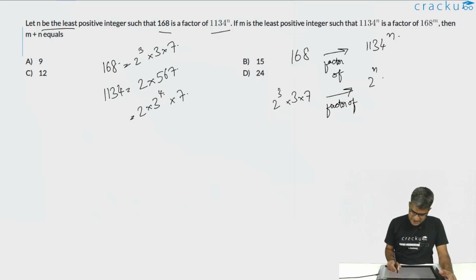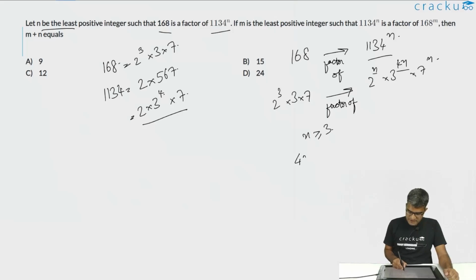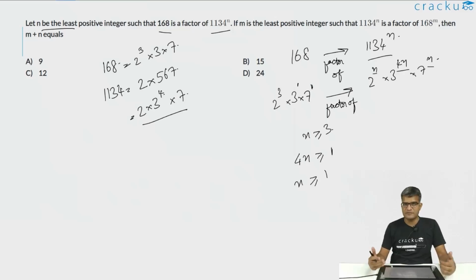2 to the power n into 3 to the power 4n into 7 to the power n. This is basically 1134 to the power n. When will this happen? This will happen only if n is greater than or equal to 3. This is the power of 2. 4n is greater than or equal to 1. And n is greater than or equal to 1. All three of them have to match. All three of them have to be satisfied.